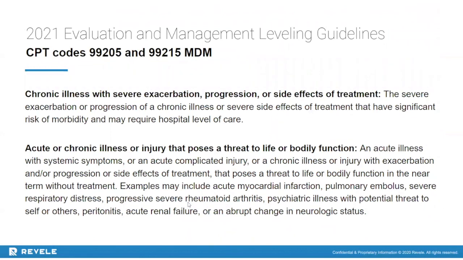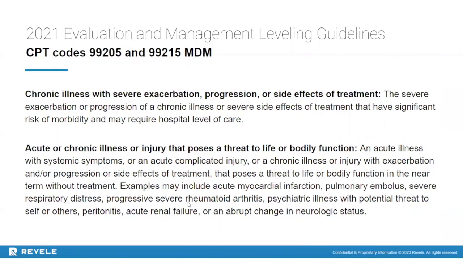And to understand this level of 99205 and 99215 medical decision making, chronic illness with a severe exacerbation, progression, or side effects of treatment. This could be of a chronic illness or a severe side effects of treatment that have significant risk of morbidity and may require hospital level of care. For acute or chronic illness or injury that poses a threat to life or bodily function.